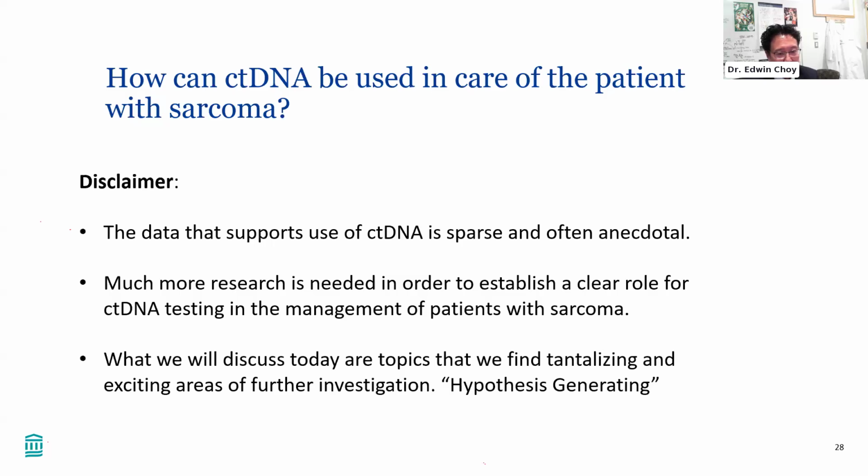In my field, we call this hypothesis generating, right? If there's an exciting idea, at this point, it's a hypothesis that we want to test in either a laboratory or clinical trial setting before we know that it's actually beneficial in this population.